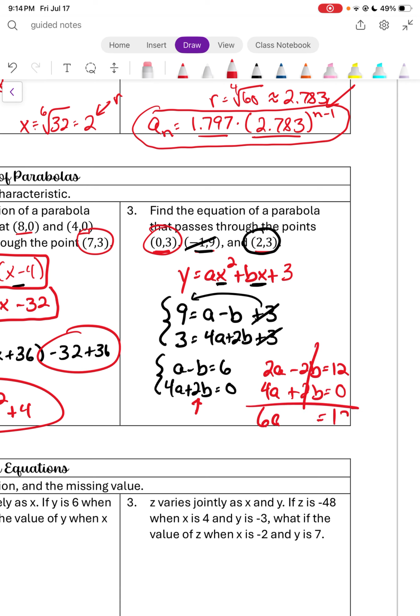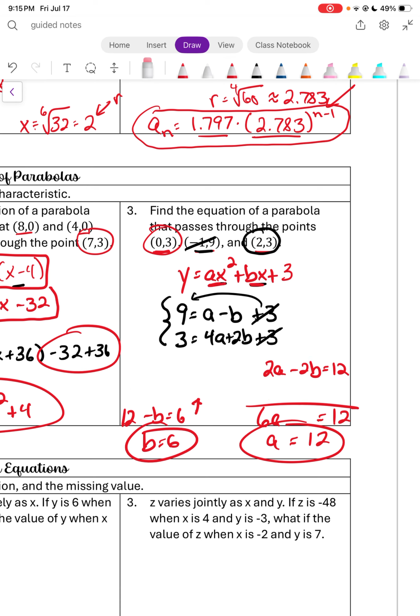6a is equal to 12, so now you have an a value. And now that you have an a value, in order to find a b value, you just plug it back in. So that'd be the best place probably to plug it in. 12 minus b equals 6. When you solve that out, you get a b value of 6. Go back to your original equation, and you now have the equation of that parabola.